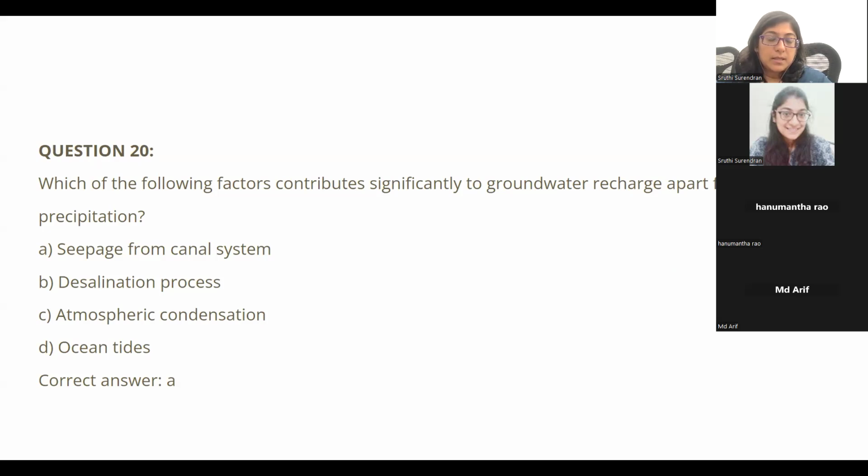These are going to come in the artificial recharge techniques. That is going to be in the next week. So I think I'll take it during that time.